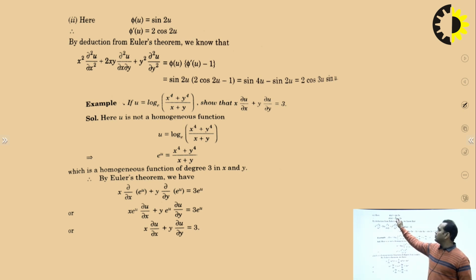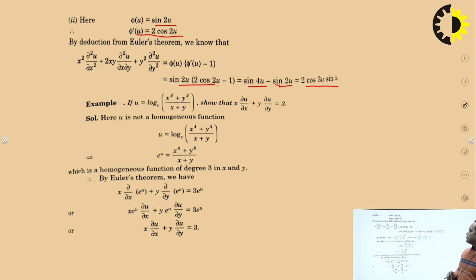In the second case, here φ(u) = sin 2u and φ'(u) = 2 cos 2u. By deduction from Euler's theorem, we know that x² ∂²u/∂x² + 2xy ∂²u/∂x∂y + y² ∂²u/∂y² = φ(u)(φ'(u) - 1). That is sin 2u (2 cos 2u - 1) = sin 4u - sin 2u, which equals 2 cos 3u sin u.